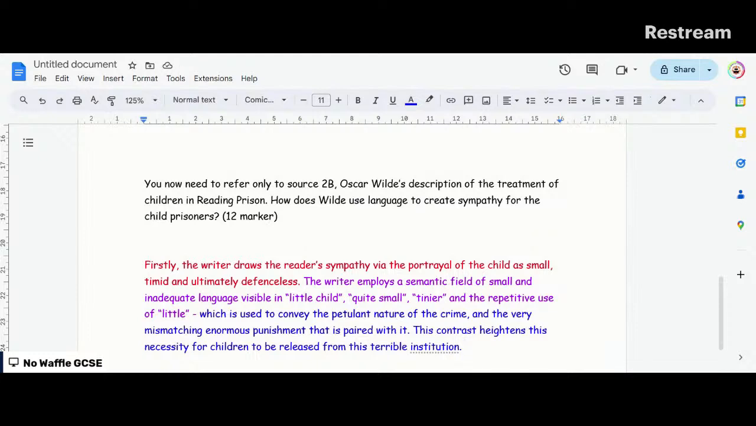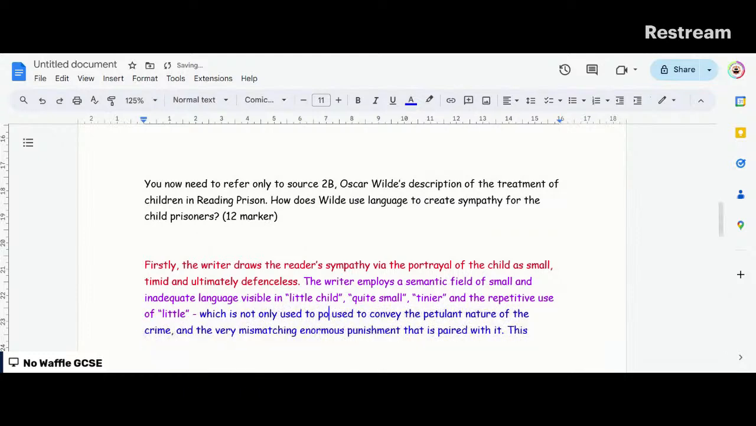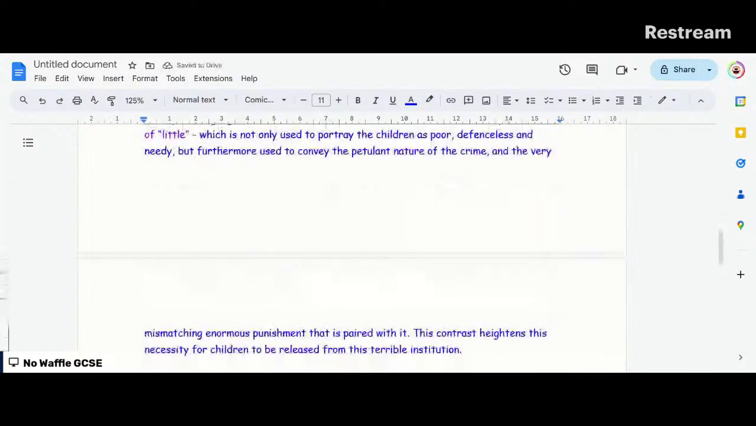Okay. Actually, we can say here, which is not only used, because as we said, first it highlights children as defenseless, so which is not only used to portray the children as poor, defenseless, and needy, but furthermore used to convey the petulant nature of the crime. Okay, this is going on to 2 pages, so I'll make it all on 1 page.